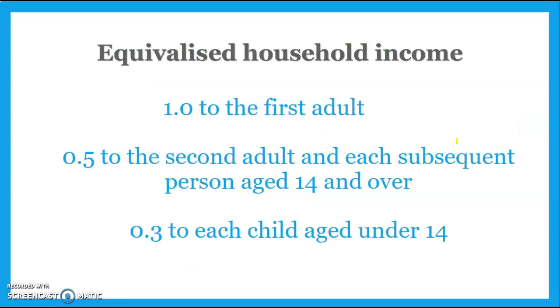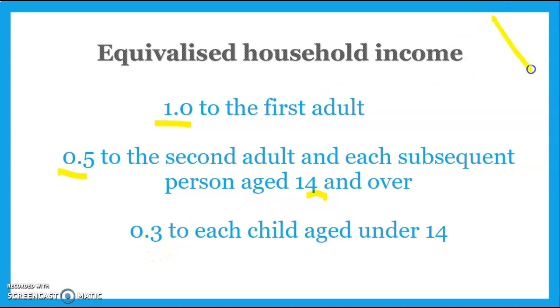So first thing they work out is how to work out equivalized household disposable income. You don't need to know the exact formula, but basically you get the income for the household and you divide it by the amount of people living in that house. But it's not divided by 4 if there's 4 people in the house. It's basically divided by 1 for the first adult, 0.5 for the second adult and anyone else over 14, and 0.3 for anyone under 14.